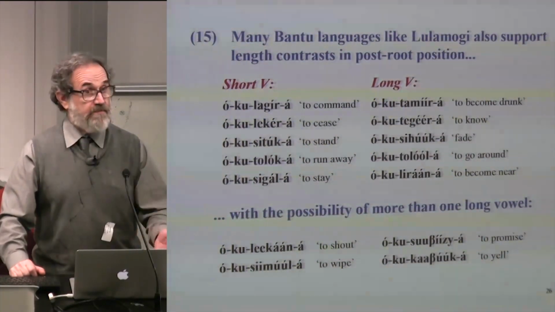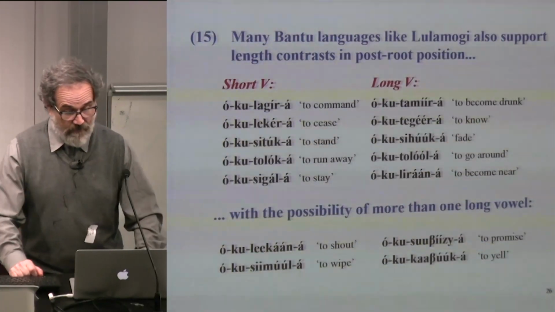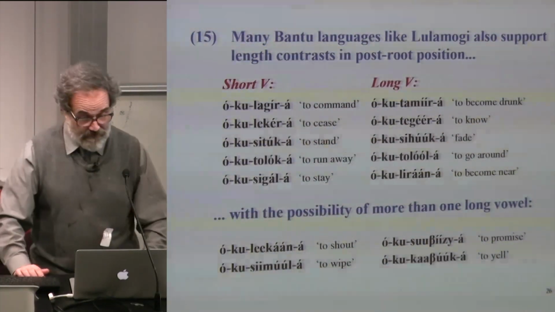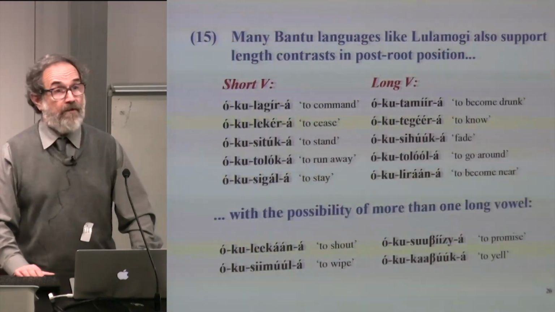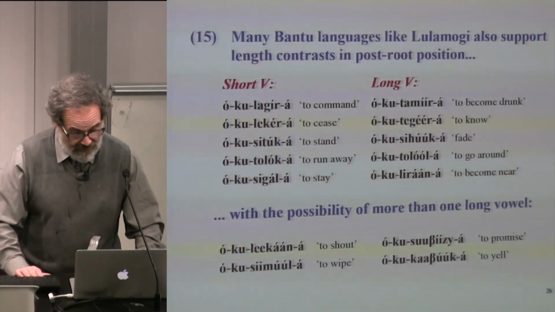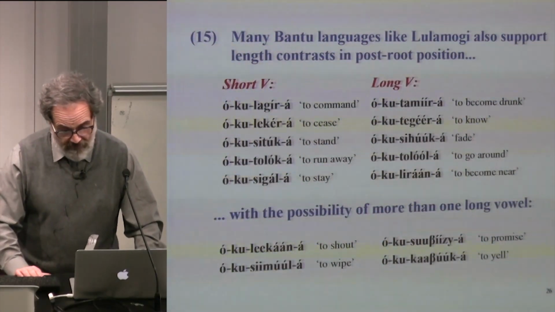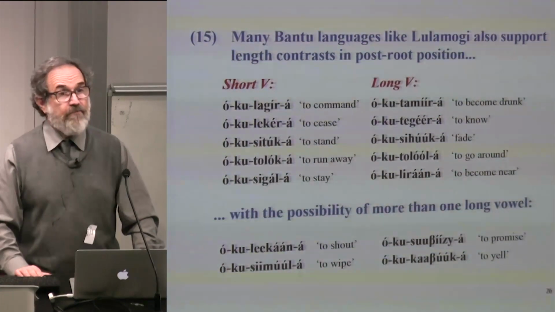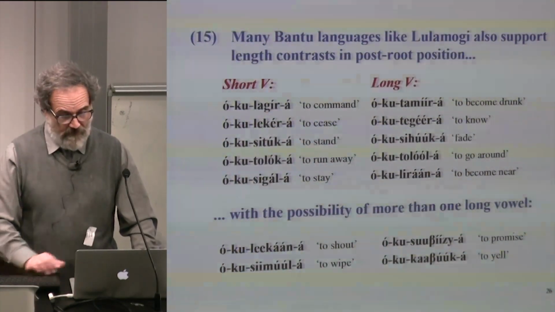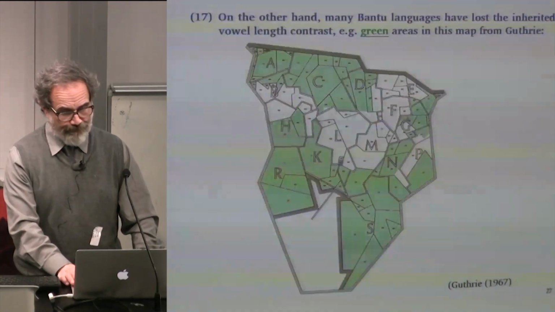And this, of course, creates a possibility that we're going to see does not exist in certain other languages, that you can get more than one long vowel. So here are some verbs on the bottom there, to shout, to wipe, to promise, and to yell, that have two long vowels, one in the root syllable and one in the post-root syllable.